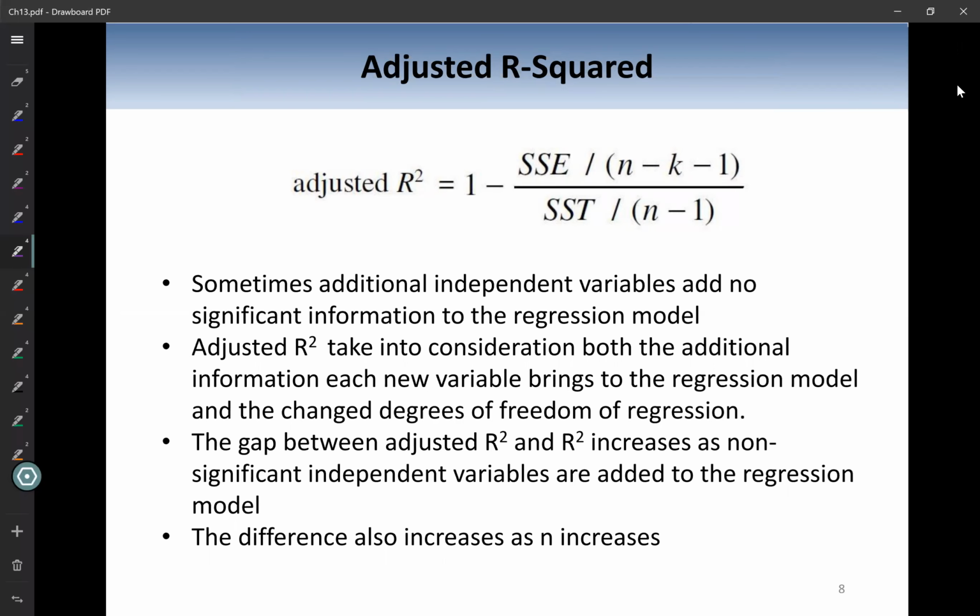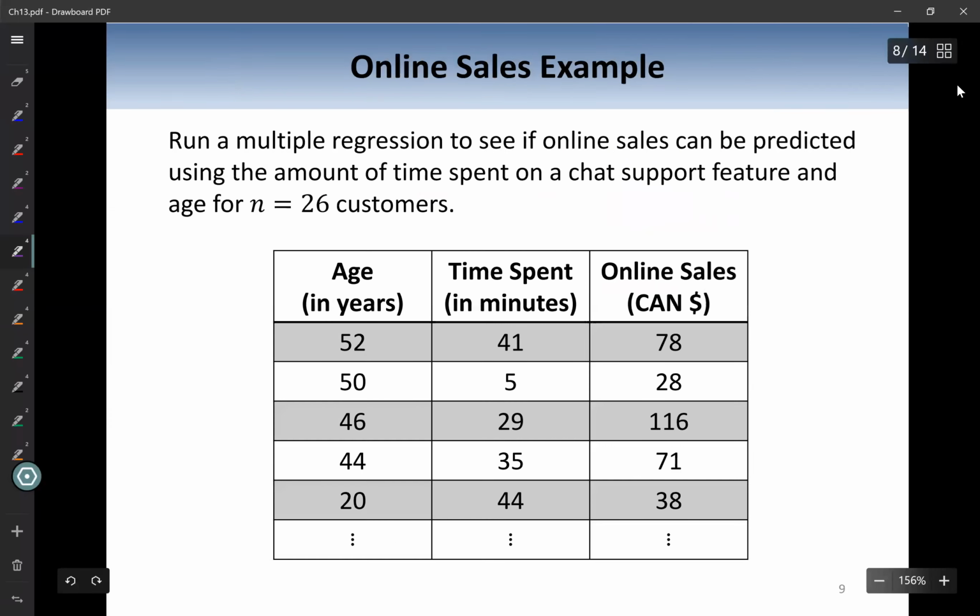All right, so we will look at the example and we'll build a multiple regression model. And this time though, instead of 5 customers, we're going to look at 26 customers. Makes the model a lot more interesting. So we'll look at that in the next video.